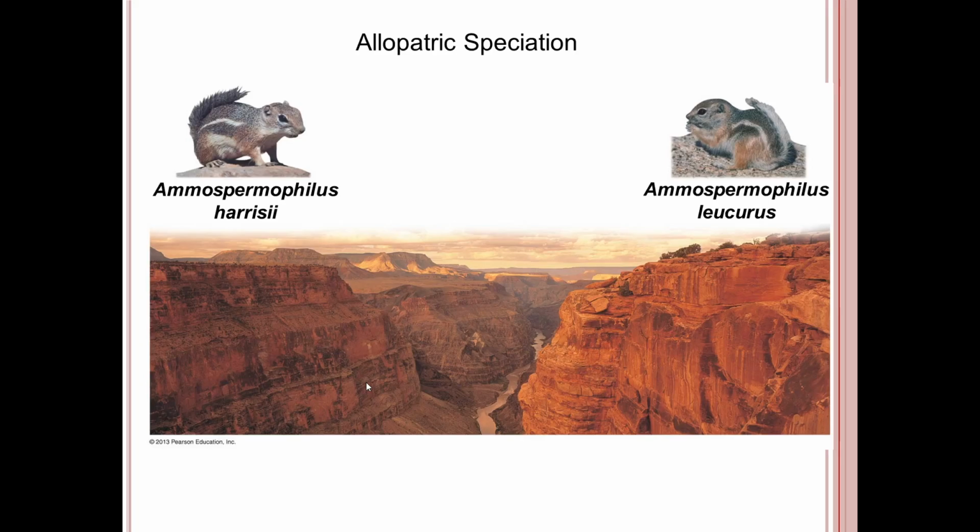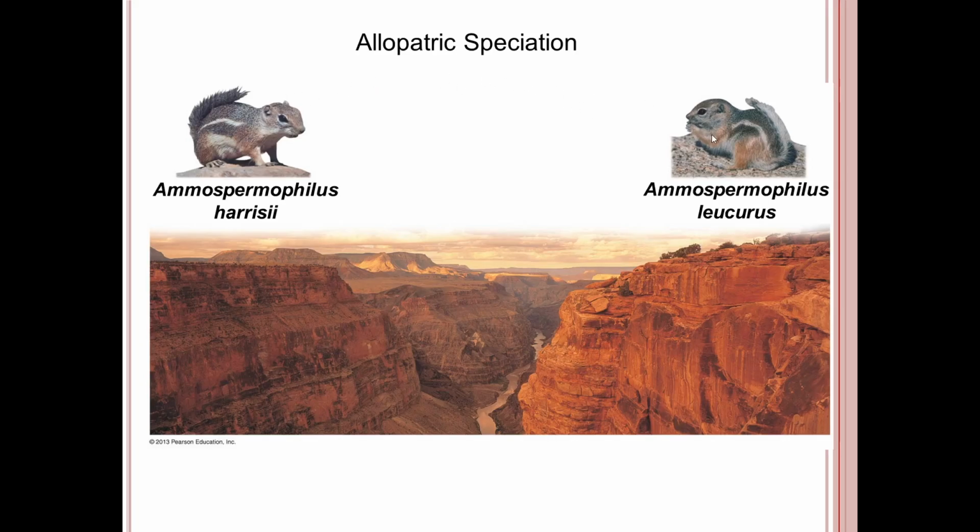Another example of allopatric speciation, here is our Grand Canyon. And you can see that you have two rodent species and they look very similar to one another. Safe to assume that they have a very recent common ancestor, because if you look, I'm not even going to try to pronounce that, but that's the name of the genus that they both fall under, but they have different species.